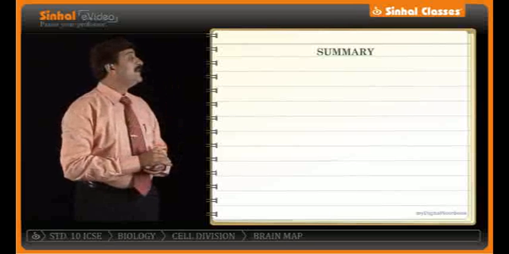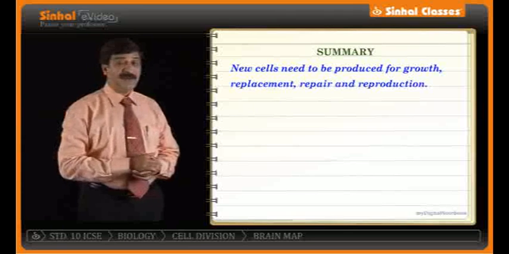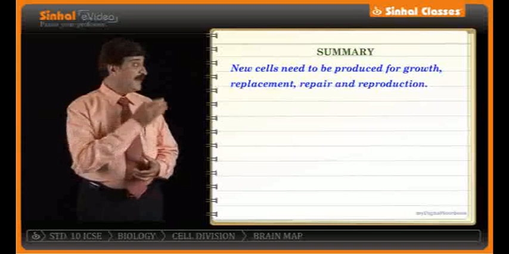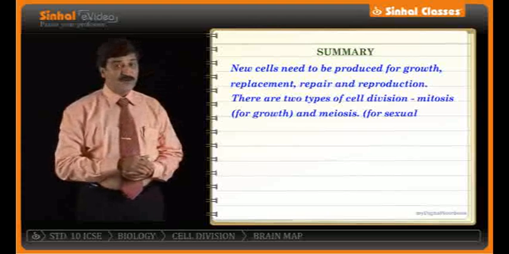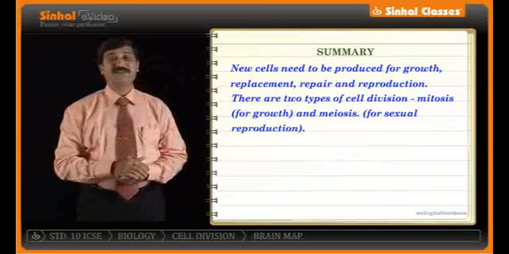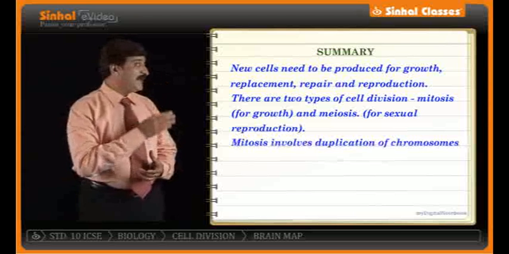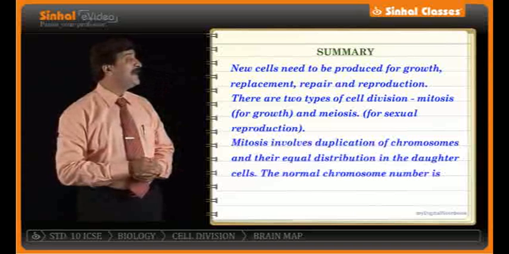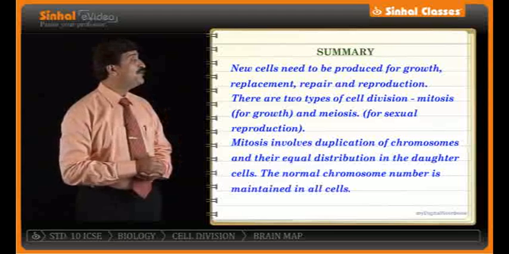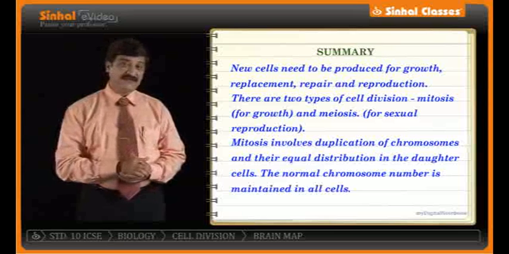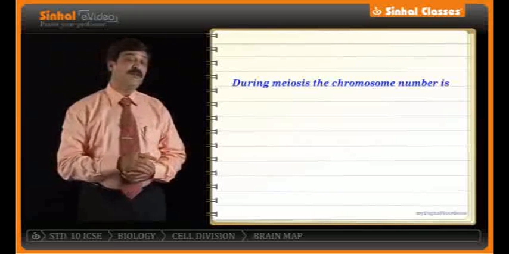The first one is, new cells need to be produced for growth, for replacement, for repair and reproduction. The second point is there are two types of cell division: mitosis for growth and meiosis for sexual reproduction. Let's take the third one. Mitosis involves duplication of chromosomes and equal distribution in the daughter cells. The normal chromosome number is maintained in the cell. We also take that during meiosis, the chromosome number is reduced to half.